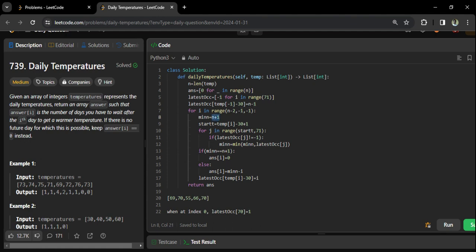Okay, why am I allotting this value? See, n plus 1 is not in this range, by the way. The length of the given array is n, but n plus 1 is not in this range. That's why I'm allotting this value. That means it will never be overlapped. As simple as that.